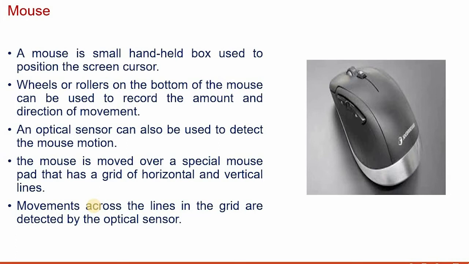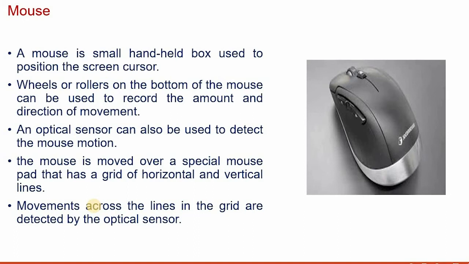The wheels or rollers on the bottom of the mouse can be used to record the amount and direction of the movement. The wheel or roller provided at the bottom of the mouse can be used to identify the position and direction in which the cursor moves, so that it can be controlled and monitored. An optical sensor can also be used to detect the mouse motion and control the cursor position.